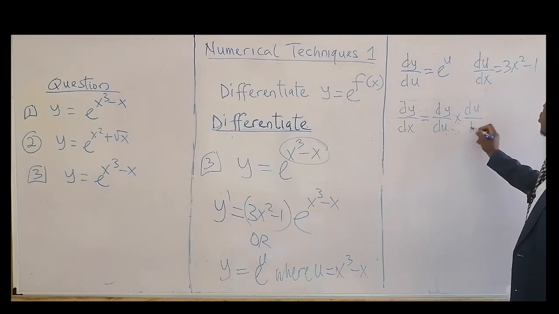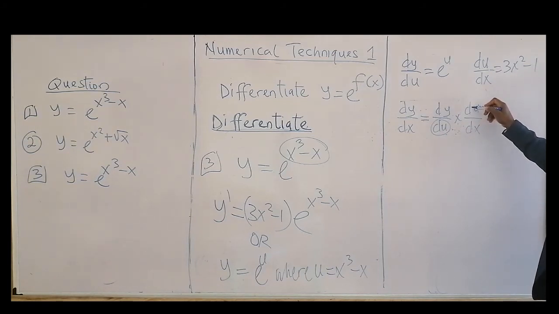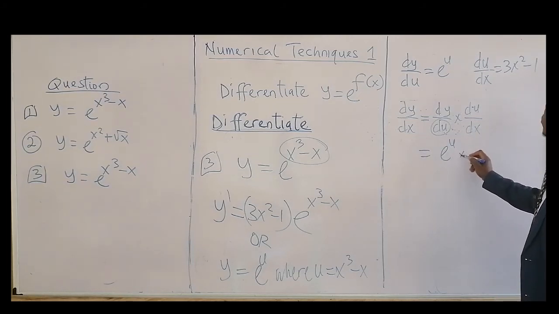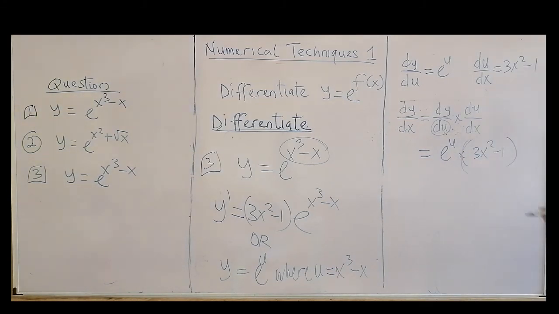Then we can get dy/dx, which will be equal to dy/du times du/dx. Then substitute: dy/du is e^u times du/dx, which is 3x squared minus 1. The next thing to do is to replace this u back, where u is x cubed minus x. So that's that question.